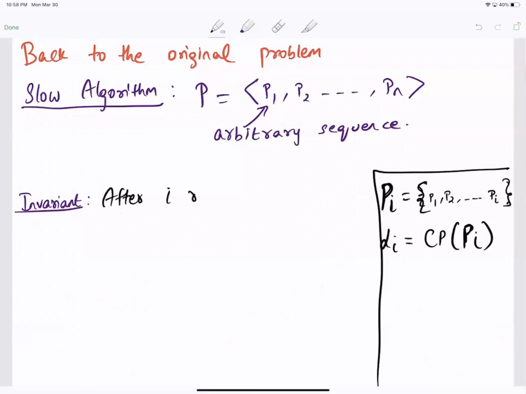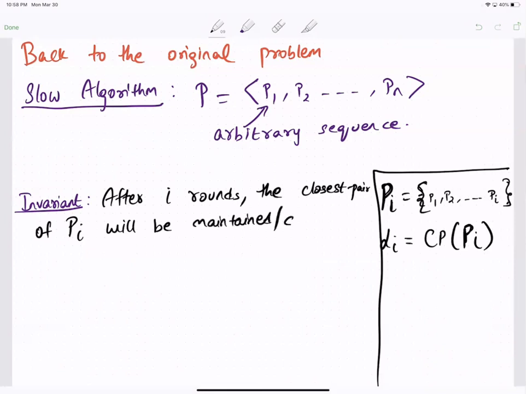After i rounds, the closest pair of Pi will be maintained or computed, whatever is the right word. Hence, alpha i is also known.